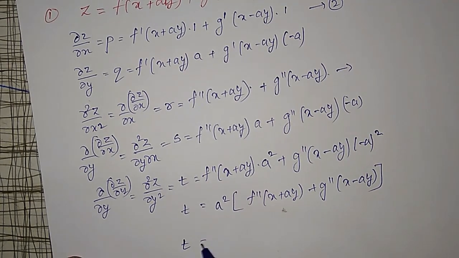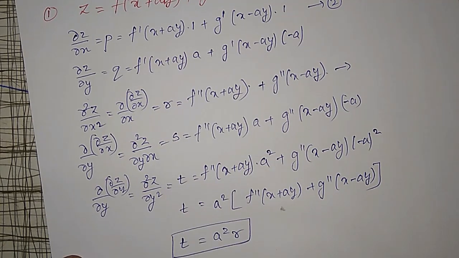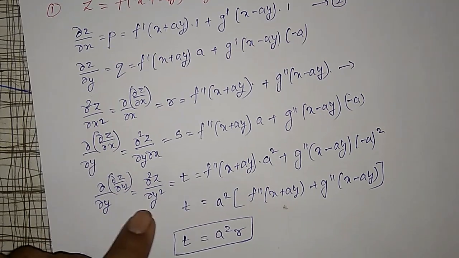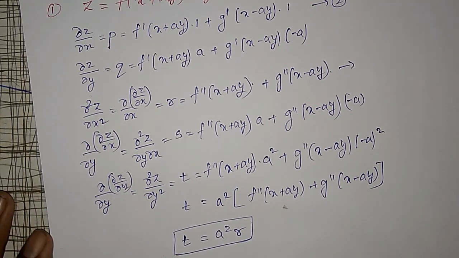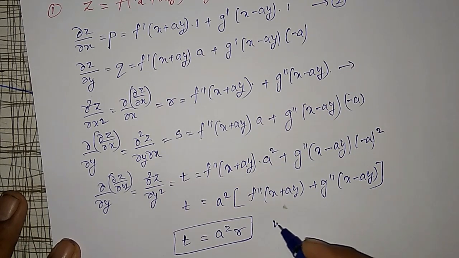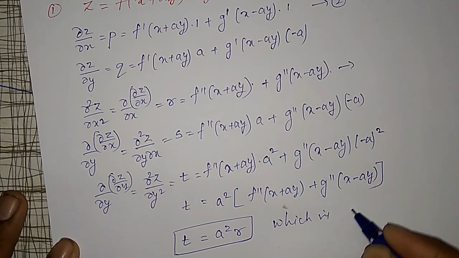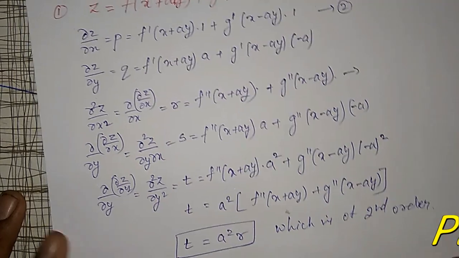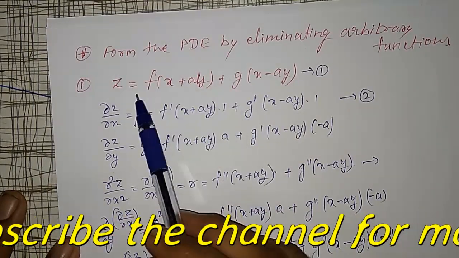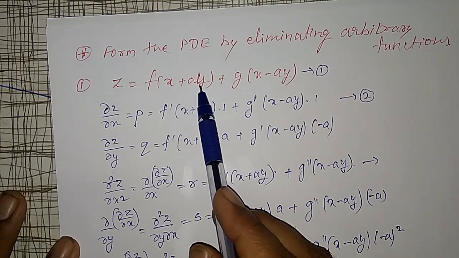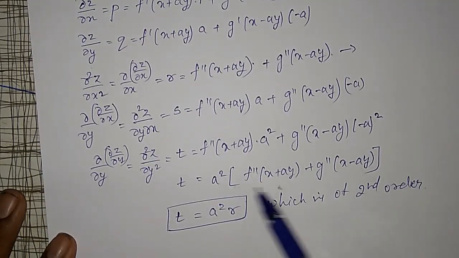Therefore t is equal to a square into r, where r is dou square z by dou x square and t is dou square z by dou y square. Therefore this is my required partial differential equation, which is of second order. As we mentioned, if two functions are there, equal to the number of independent variables, therefore we are going to get the second order PDE.